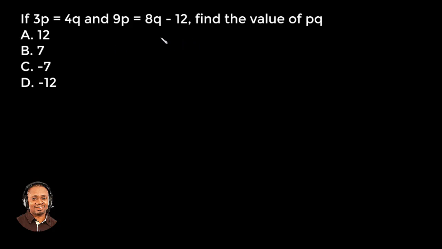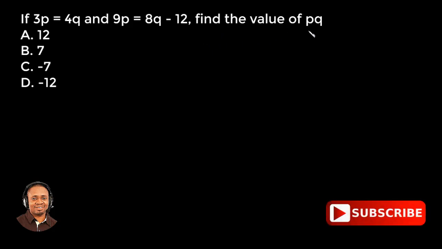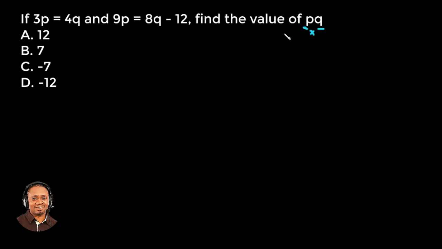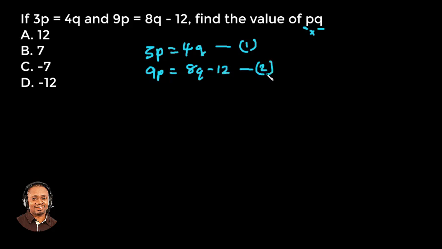Okay, so let us find out what is the value of p and q. To do this, you need to find the value of p and the value of q. You then multiply them together to get the value of pq. So we're going to bring out the equations given. The first one is 3p equals 4q. Let's say this is equation 1. The second one is 9p equals 8q minus 12. Let's say this is equation 2.